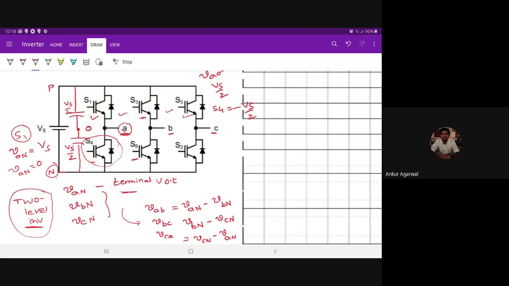What is the voltage across VAB? Yes, 0. If S1, this upper switch, and S3 both are on, its voltage is 0, right? Yes, 0. Okay.